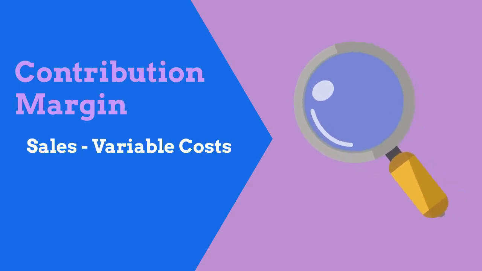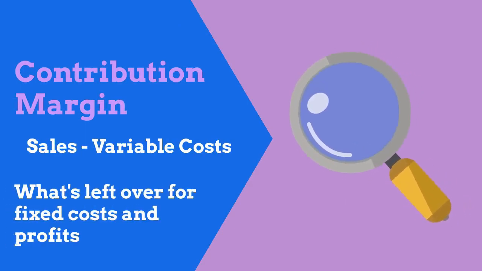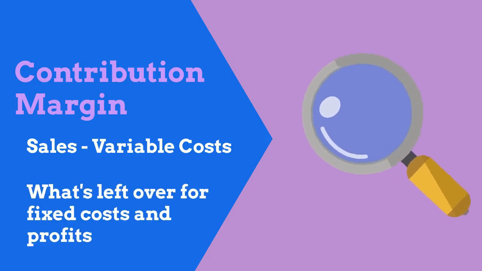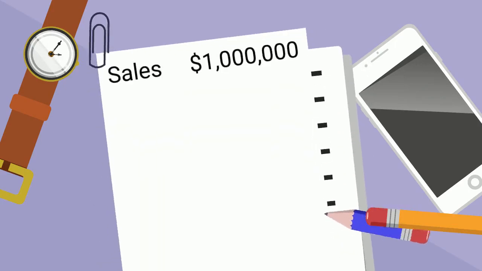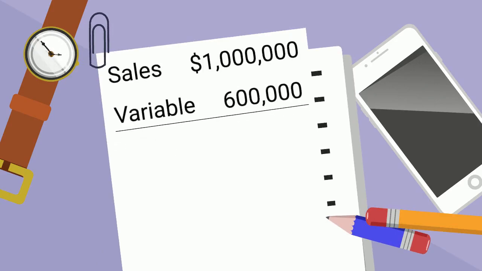In other words, contribution margin is how much we have remaining to take care of fixed costs and hopefully have a profit. Let's assume we have sales of $1 million and variable expenses of $600,000. This means our contribution margin is $400,000. This tells us that we have $400,000 to cover all our fixed costs and hopefully have some left over for profit. If our fixed expenses are less than $400,000, we will have a profit. If they're more than $400,000, we'll have a loss.